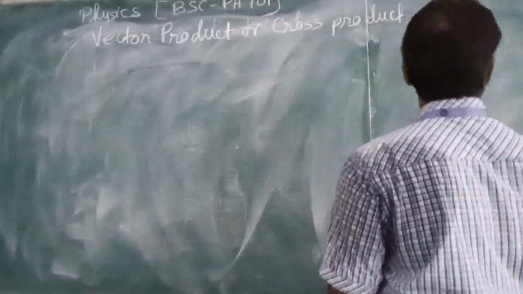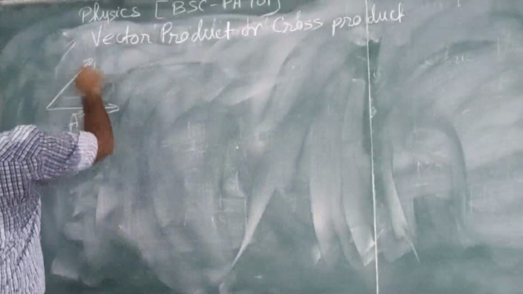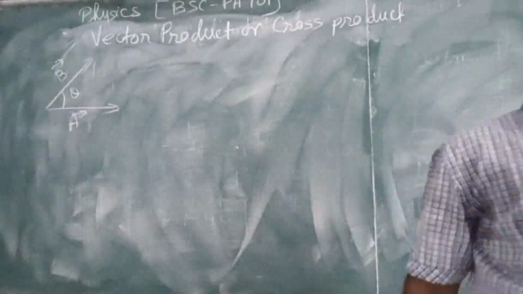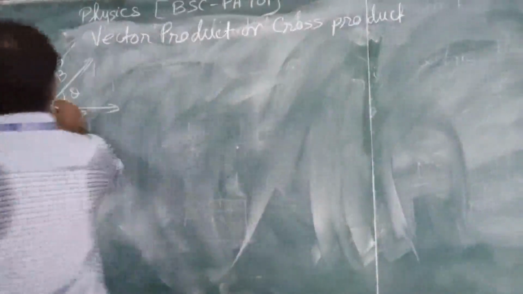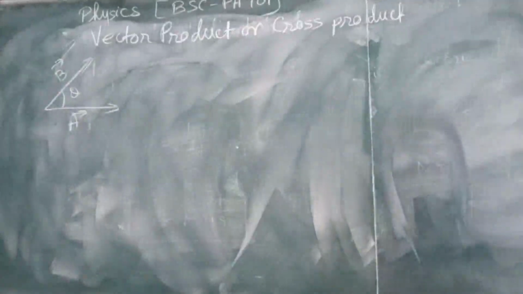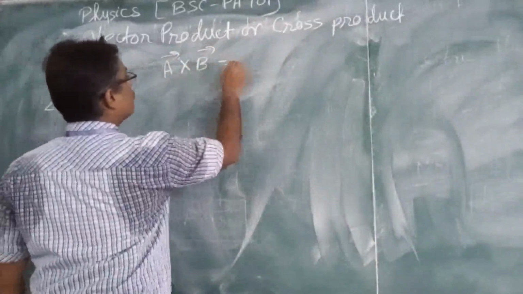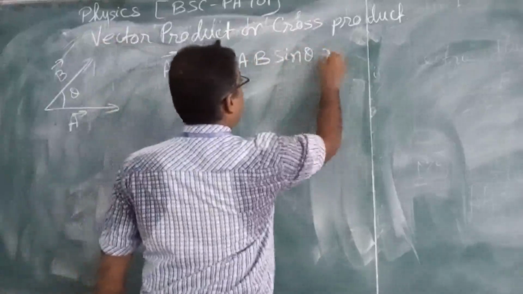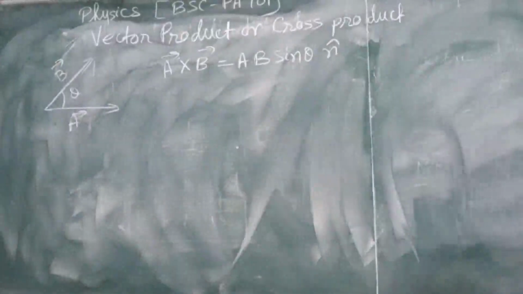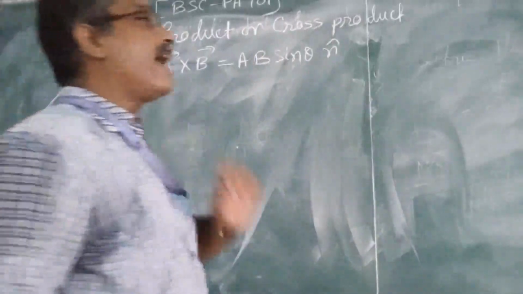Now the vector product between two vectors A and B, making an angle theta with each other, is written as A cross B equals AB sin theta n cap, where n cap is the unit vector.